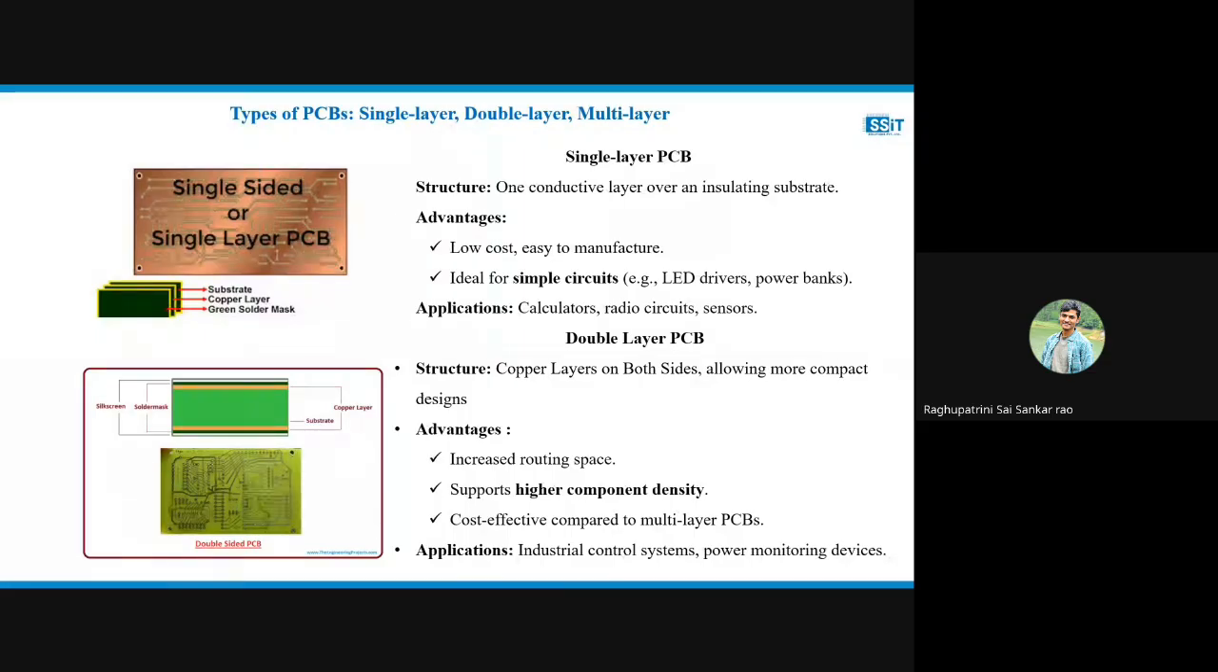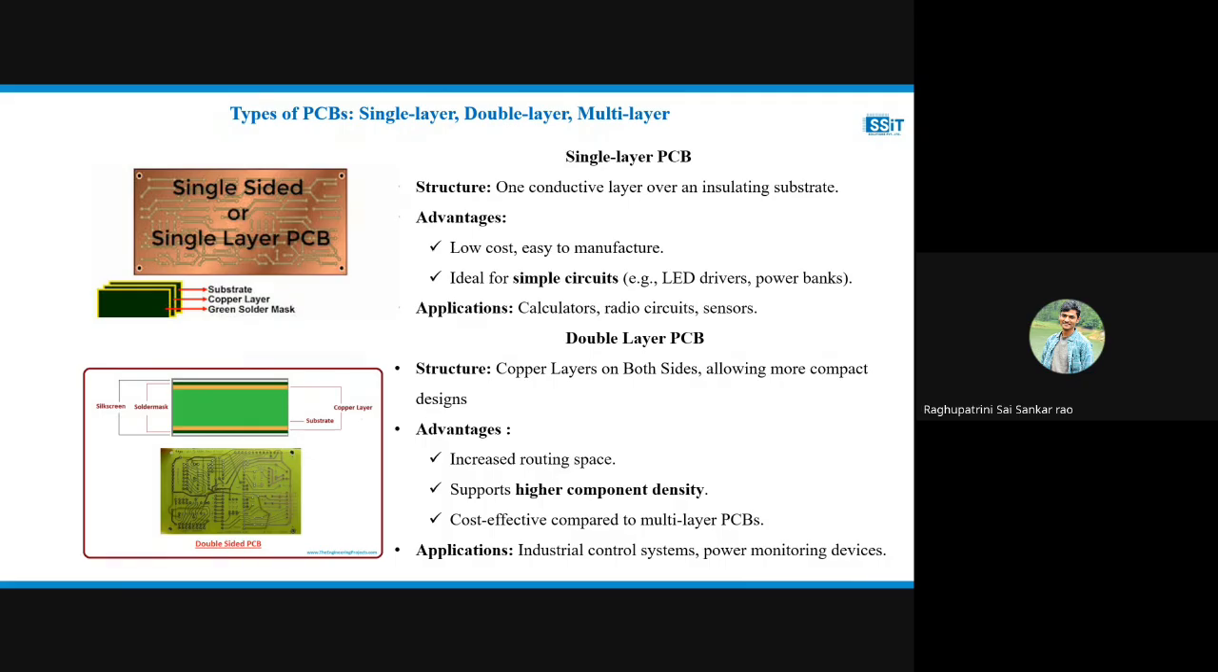Coming to the double layer, if you see on the left side, it has a substrate which is an insulating material. On top of that, there is a copper layer, and below one more copper layer. It has double layers, one below and one on top. On top of that, we have the silk screen. Silk screen is nothing but a nomenclature layer. We will explain those layers in detail also. Here we have two copper layers. That is the reason we call it a double layer PCB.